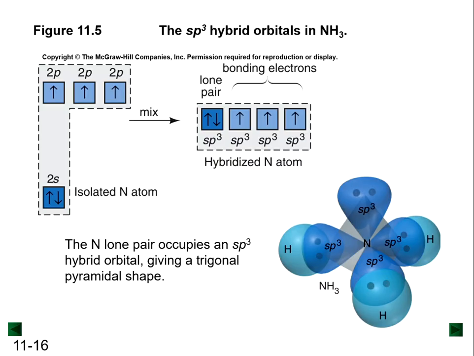The other 3 electrons go into the nitrogen-hydrogen bond overlap. These are all radially symmetric and sigma bonds. They're single bonds. The nitrogen lone pair occupies 1 corner of this tetrahedral electron group arrangement by filling up an sp3 hybrid orbital.